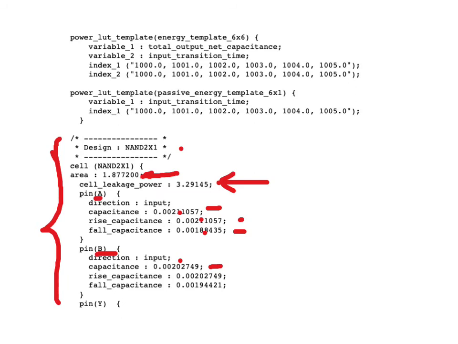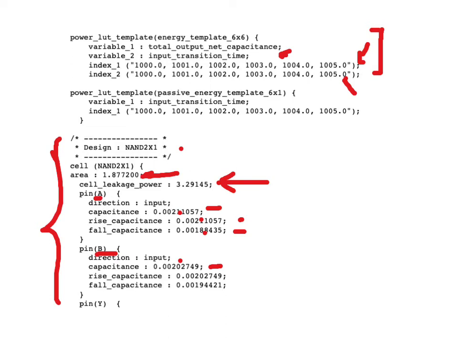The short circuit dynamic power consumption is typically specified in the form of tables. And here we see the definition of that table. The table is given by two indices, where variable 1 is the index of rows, and variable 2 gives us the index of columns.